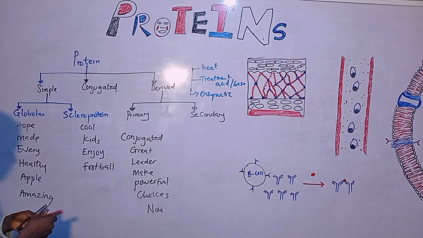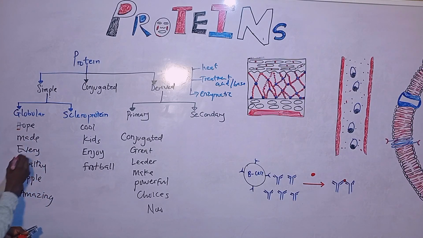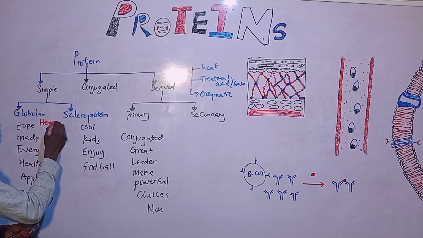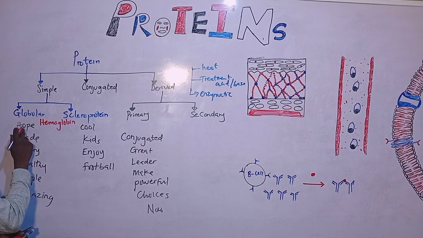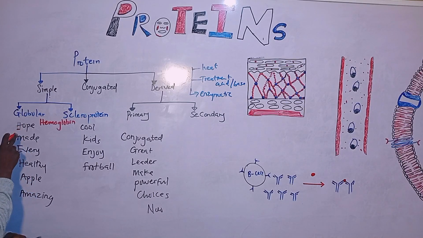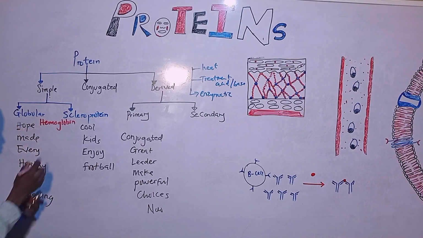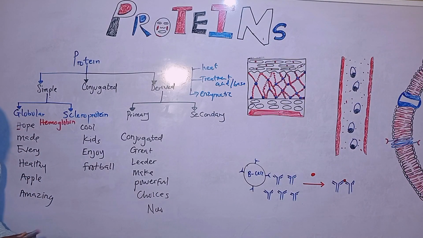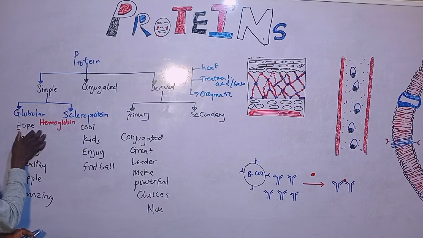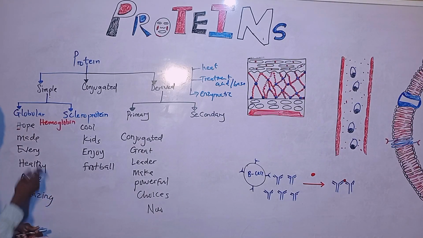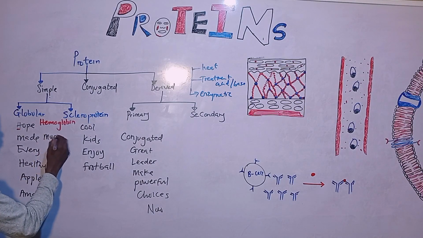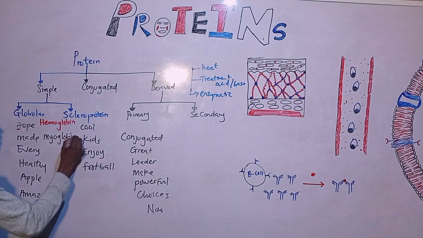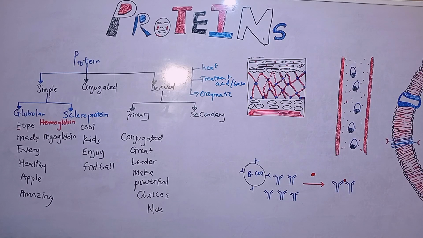Under this, H simply represents hemoglobin. It's an example of globular protein. The O here is basically oxygen. It will allow you to remember that hemoglobin transports oxygen. Then the next one is "Made," which I represent as myoglobin, a protein that stores oxygen in the muscle cell.